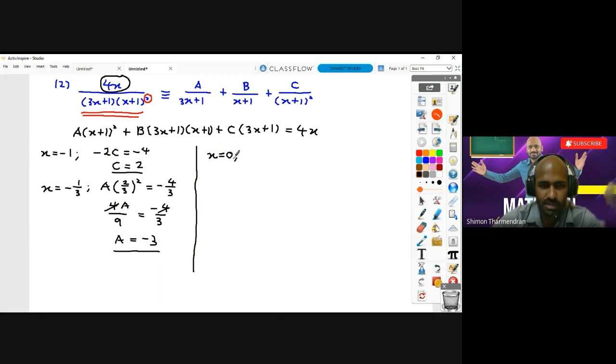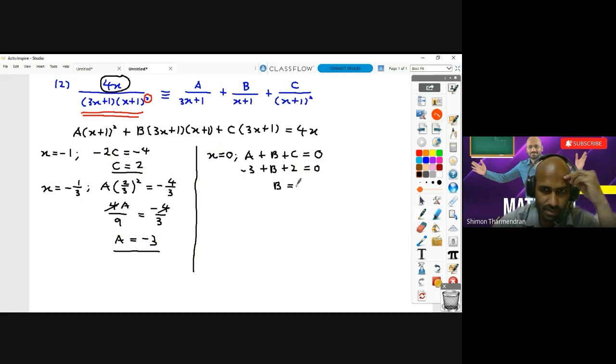So I just put 0 inside. So 0 plus 1 is 1. 1 times A is A. I put all my x as 0. I get plus B and then I get plus C. 4 times 0 is 0. We already know my A is minus 3. B I don't know, C I know, is a plus 2 equals to 0. So we get over here B equals to 1.